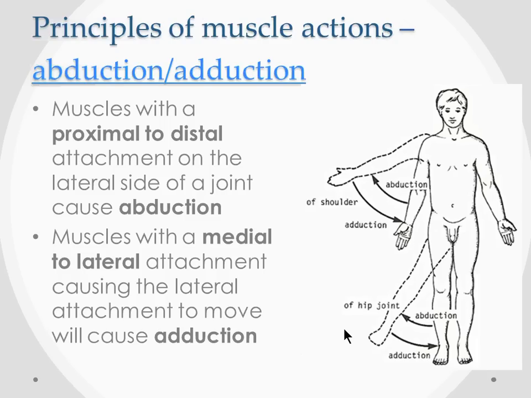So let's look at principles of muscle actions when you're doing adduction and abduction. So here, when you look at abduction, think of this. Abduction is when you take your arm away from the side of your body, or you take your whole lower limb away from the side of the body. So any muscle which goes on the lateral side of a joint like this, from proximal to distal on the lateral side of the joint, imagine when this muscle contracts, what is it going to do?